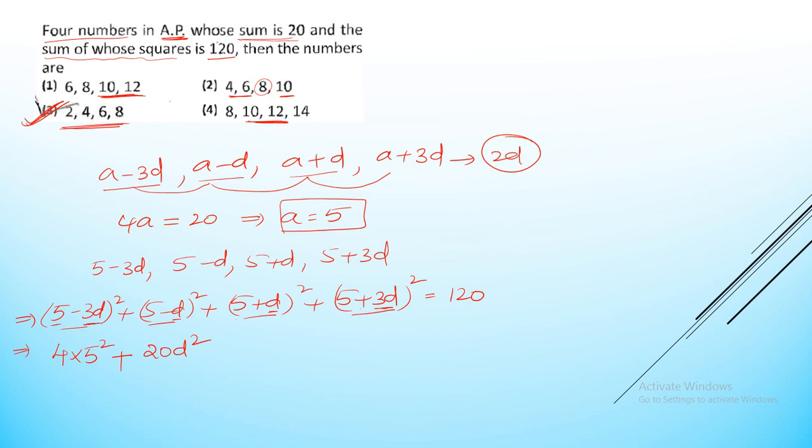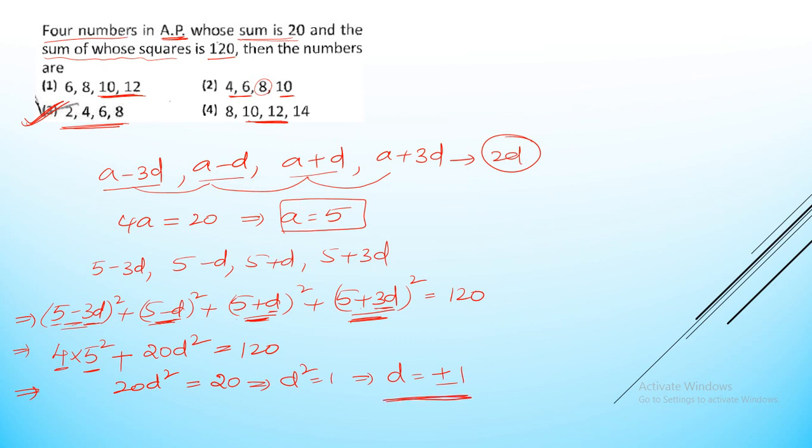Next I am talking about minus 2ab and plus 2ab. Here minus 2ab means minus 30d in the first term, and in the fourth term I am going to get plus 30d. So those two will get cancelled. Here minus 10d, here plus 10d, so those also will get cancelled. So I will be left with only two terms, which is equal to 120. 5 square is 25, and 25 fours are 100. When I transpose that 100, 20d square is equal to 120 minus 100, which is 20. So from this, d square is equal to 1, which gives me d is equal to plus or minus 1.